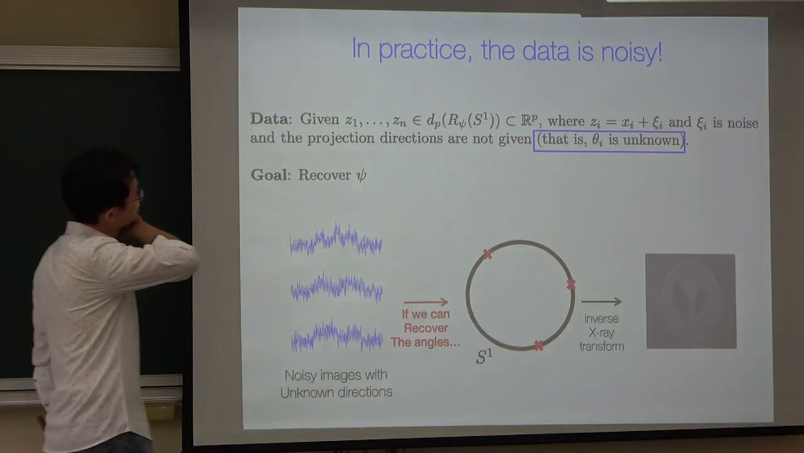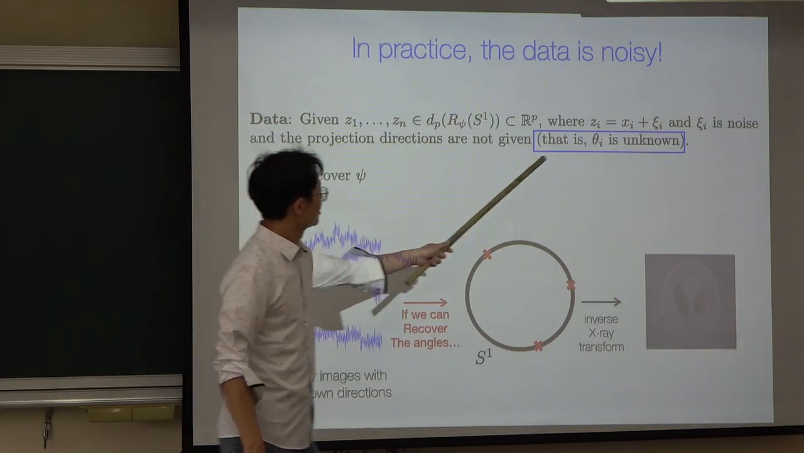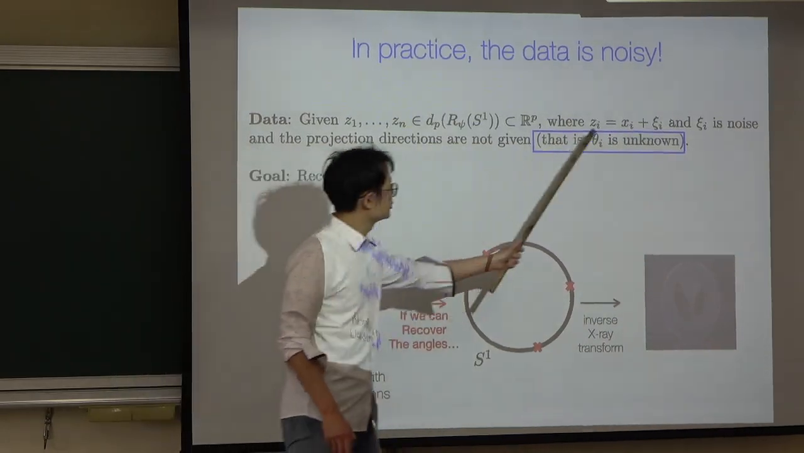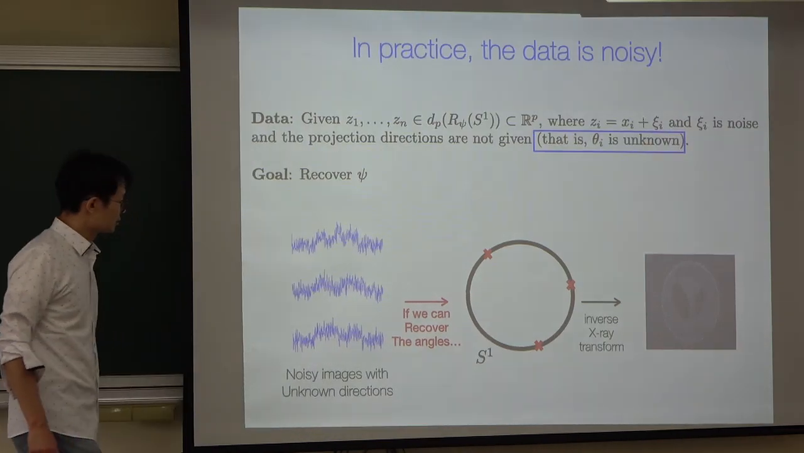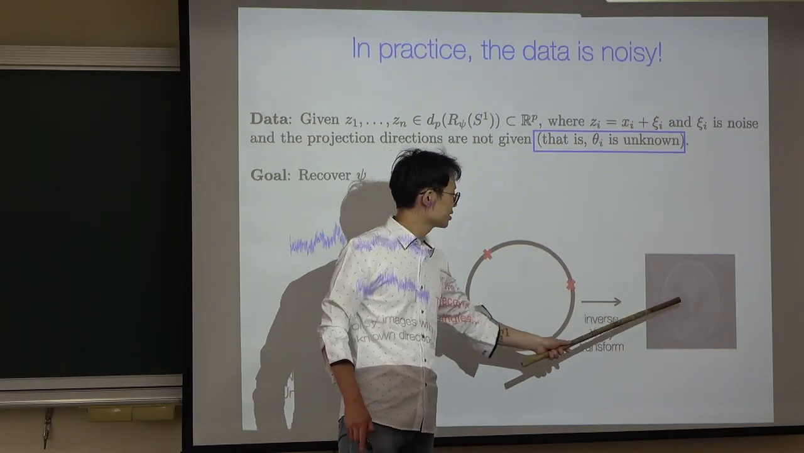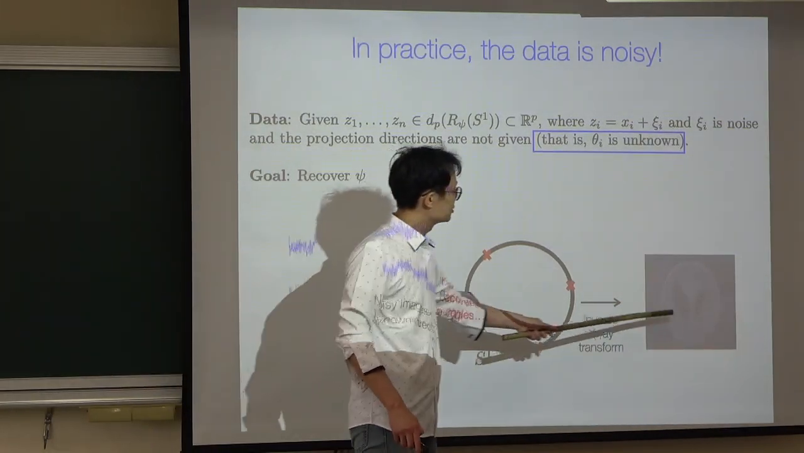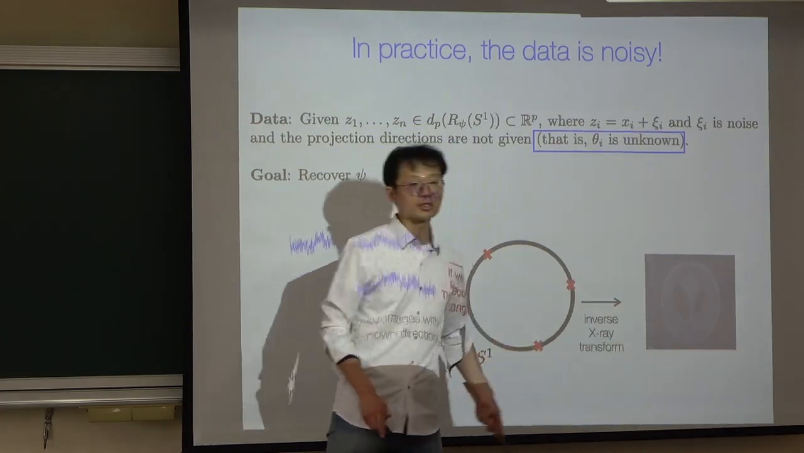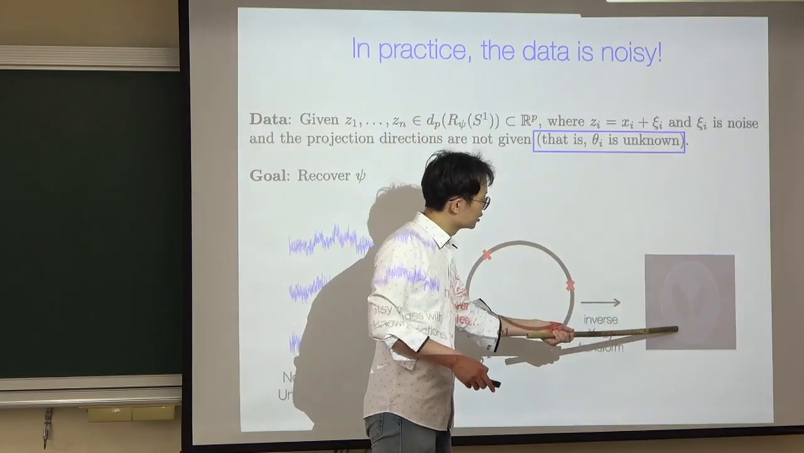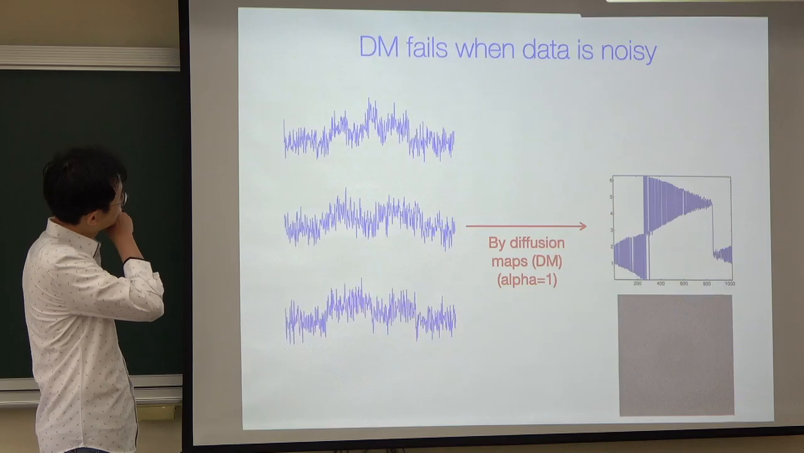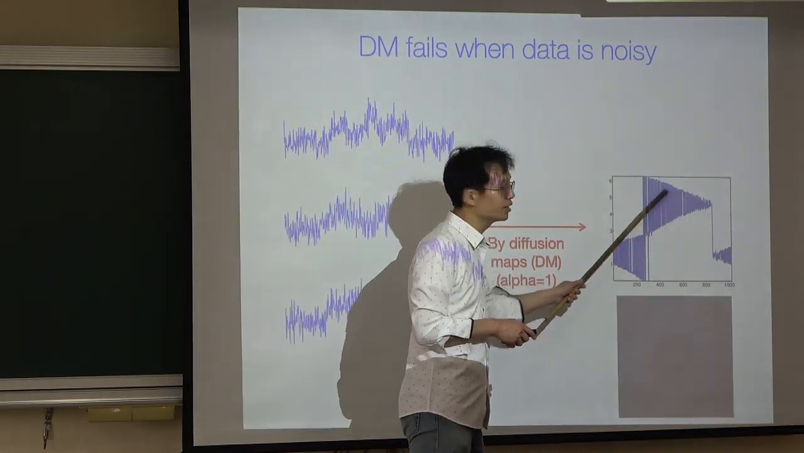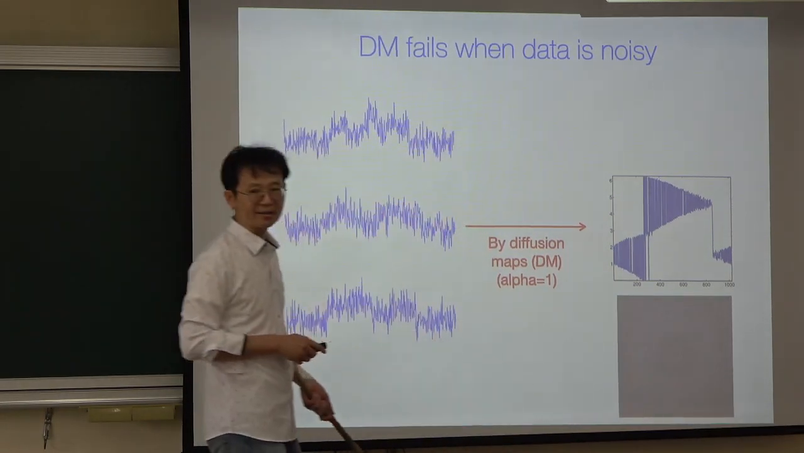As we discussed in the first part of the lecture, the projection direction is unknown, and each data point, a projection image, looks like this: the clean data plus noise. We want to recover the projection angles so that we can apply the inverse X-ray transform to recover the image. This is doable because the X-ray transform has some integration parts, so the central limit theorem and the law of large numbers come into play and you can still get something reasonable. But as we also discussed in the first part, diffusion map doesn't work. It gives you some crazy angle recovery so that you cannot get anything reasonable back.